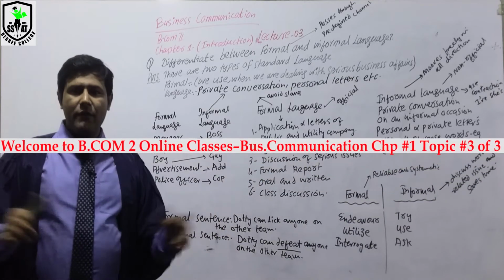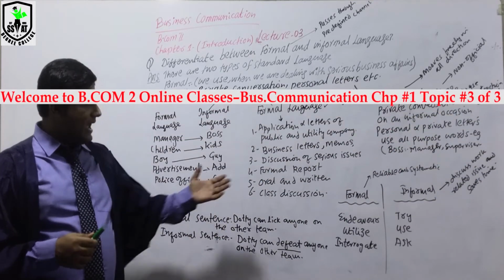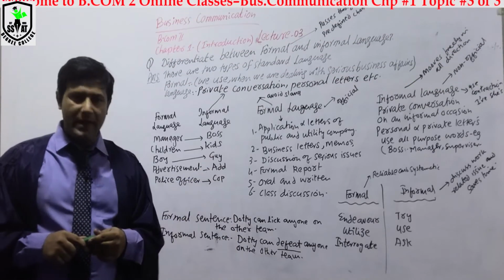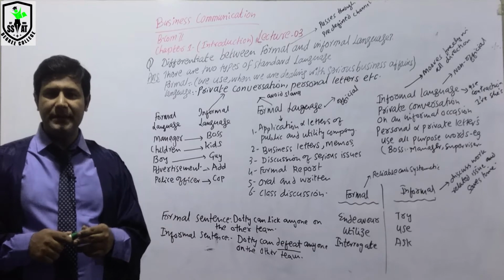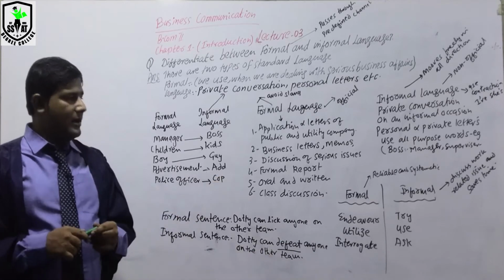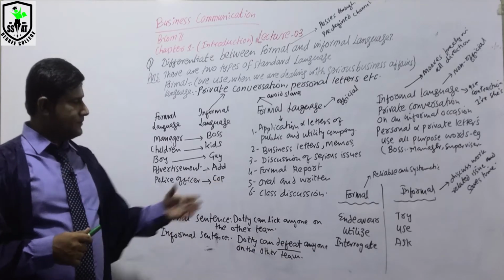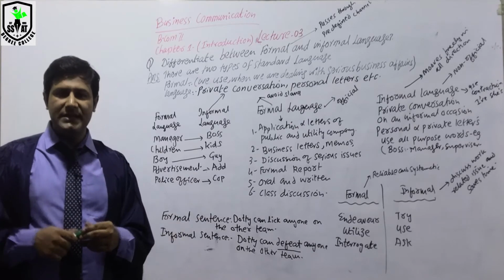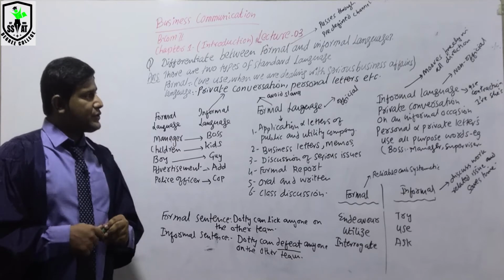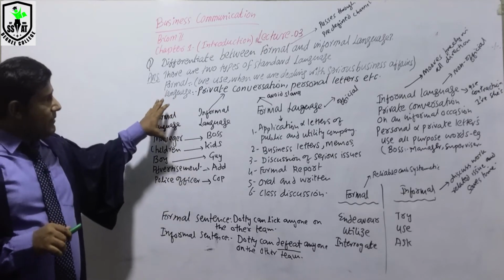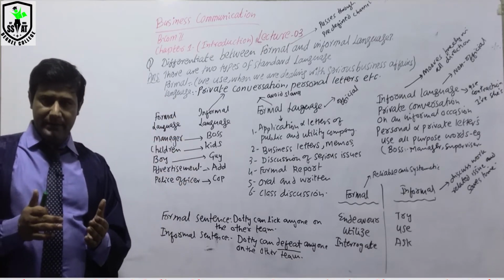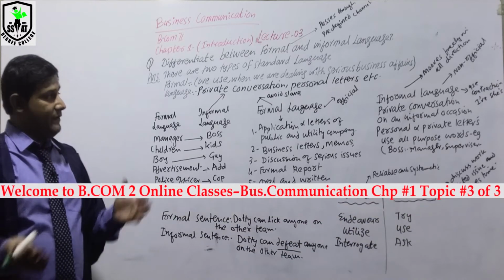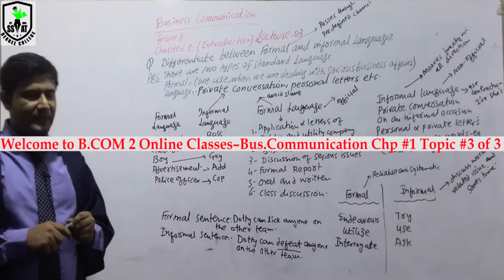Now, formal and informal, word by word. Endeavor means try. Endeavor is formal, try is informal. Utilize is formal, use is informal. Interrogate is formal, ask is informal. So I have described words and their meanings, formal and informal, and the differences between formal and informal language.